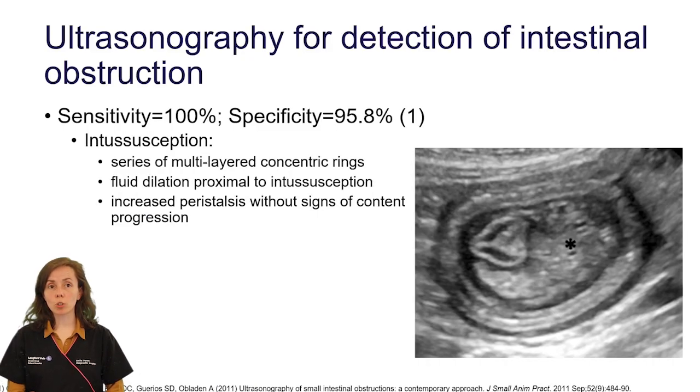When you've got an intussusception, you've got a series of multi-layered concentric rings. Typically, the intussuscepted loop has a little bit of fat due to the presence of mesentery. You can also have intussusception with the mesenteric lymph nodes. Proximal to that intussusception, you will have fluid dilation of the small intestine and increased peristalsis without signs of content progression.